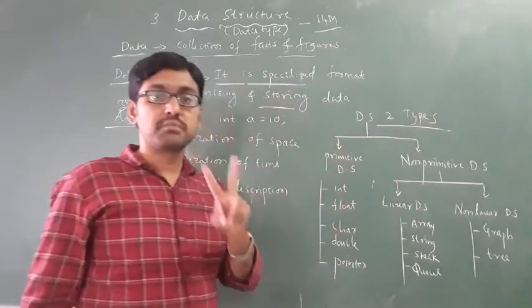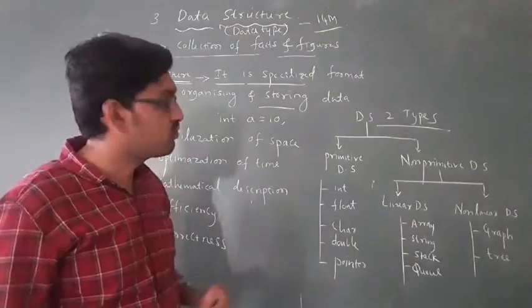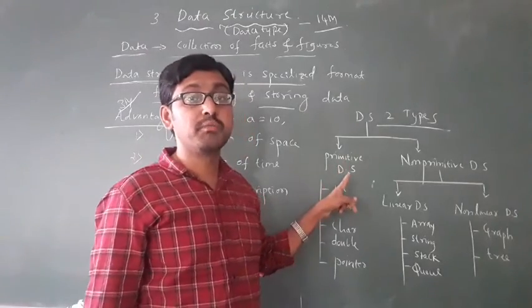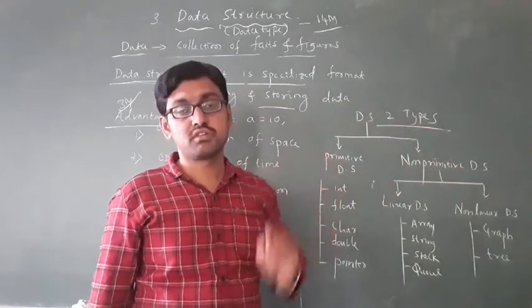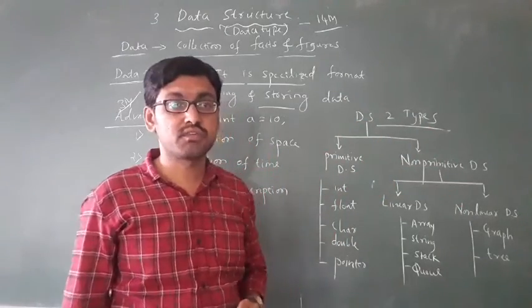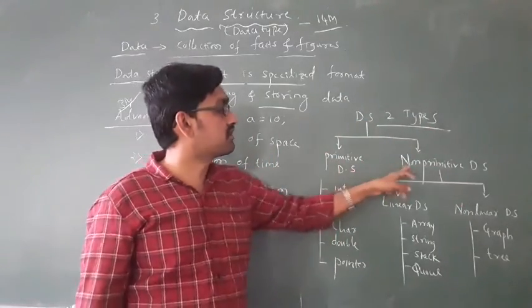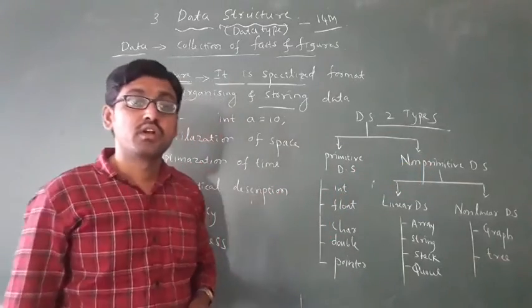There are two types of data structure we have. One is a primitive data structure, second one is a non-primitive data structure.